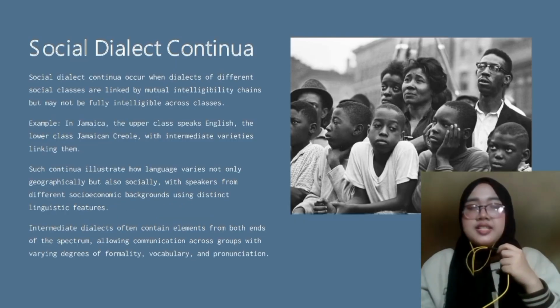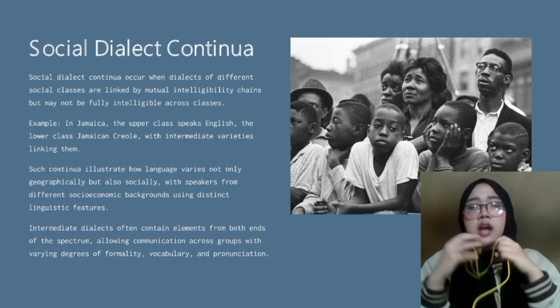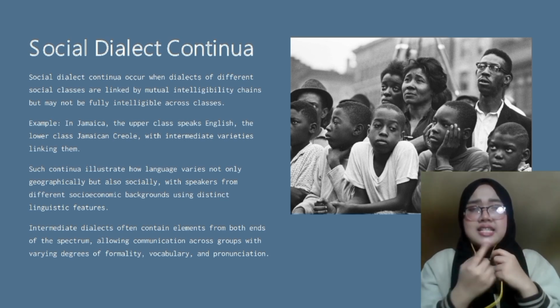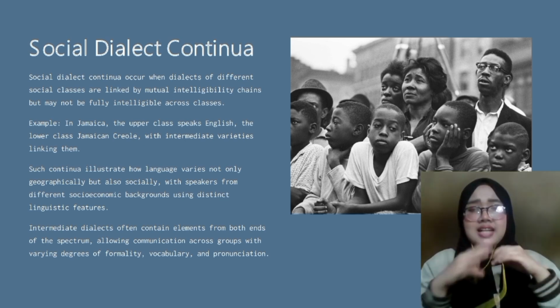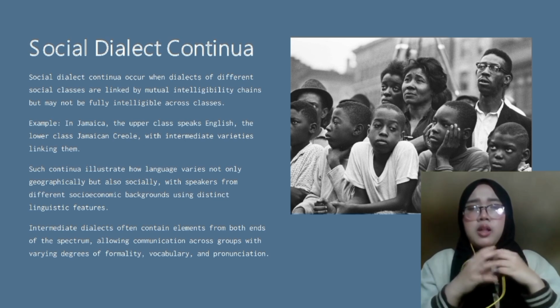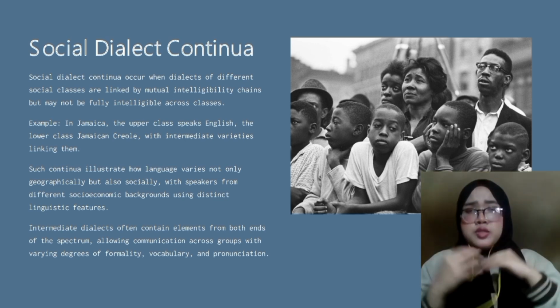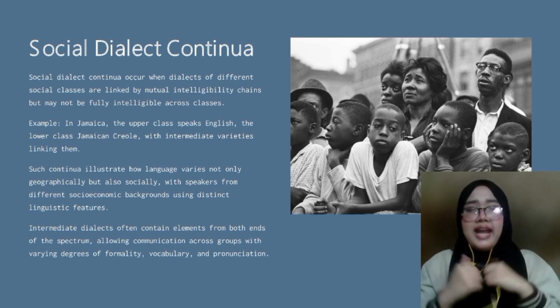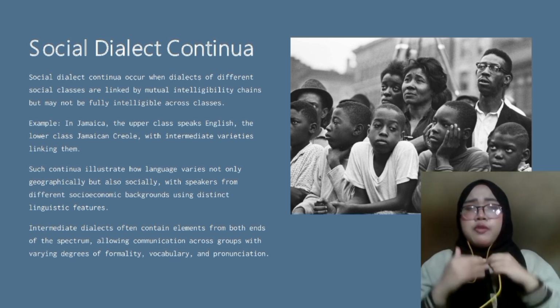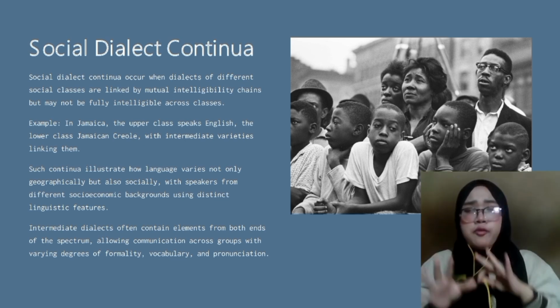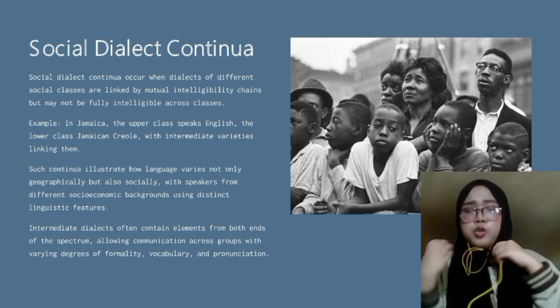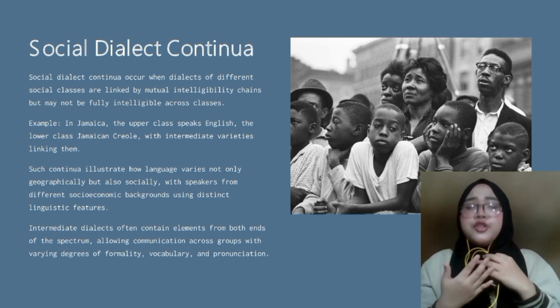Just like with regions, dialect can also change gradually across different social classes. In Jamaica, for example, the upper class speaks standard English while the lower class speaks Jamaican Creole. In between the two, people use mixed forms that share features from both ends. This shows how language can reflect your place in society, not just where you're from, but how much education you have, your income level, and your lifestyle.